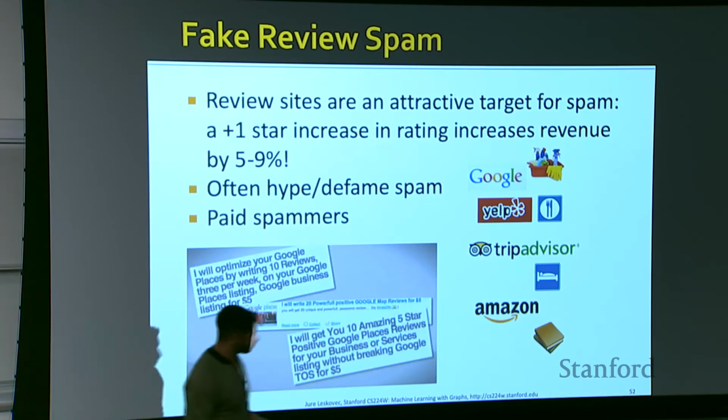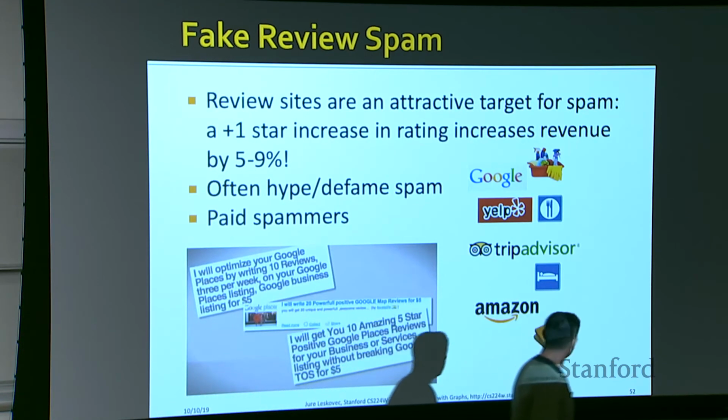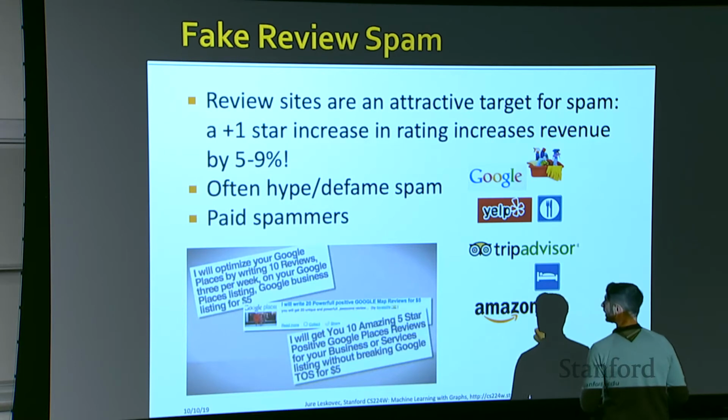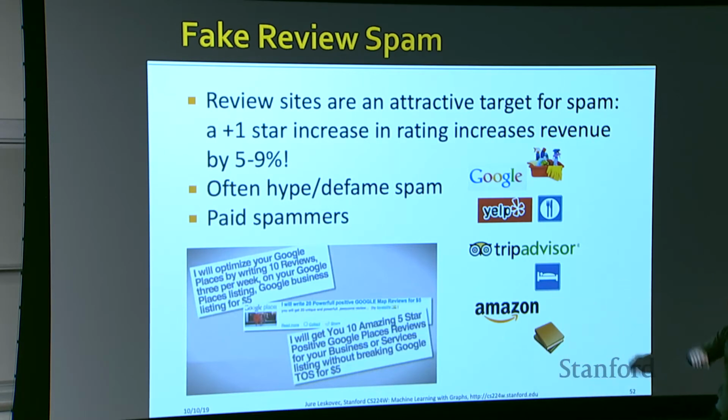And the reason why review sites are very attractive for spammers is because getting a 1-star increase in your rating also leads to an increase in revenues, okay? So 1 star is usually observed to increase revenues by 5 to 9%, which is a lot of money. So it really justifies why people put so much effort into spamming these platforms, okay?